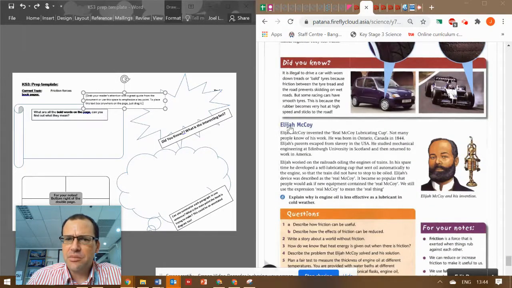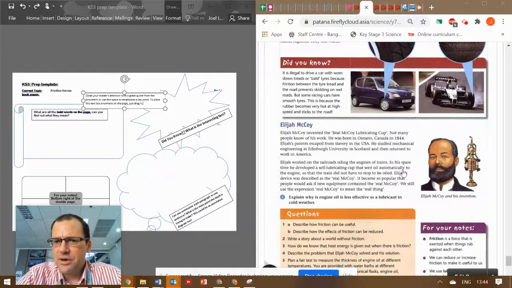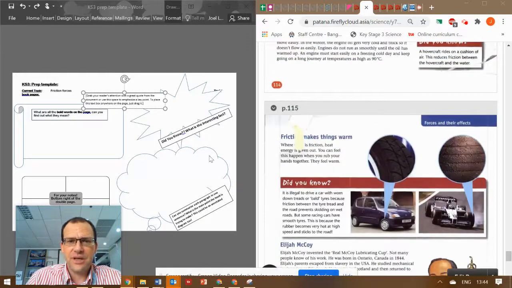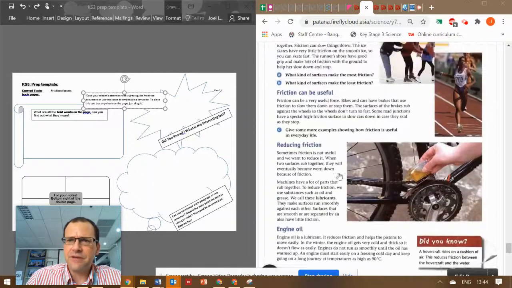Maybe a sentence about Elijah McCoy. He worked on the railroads oiling the engines of trains. In his spare time, he developed a self-lubricating cap that sent oil immediately to the engine. So a bit of history about lubricants and also about the uses of friction there. Okay, so there's your 4 boxes. I want you to try and do that for this page, and it will be essentially the same for all the pages that are to come. Thank you.